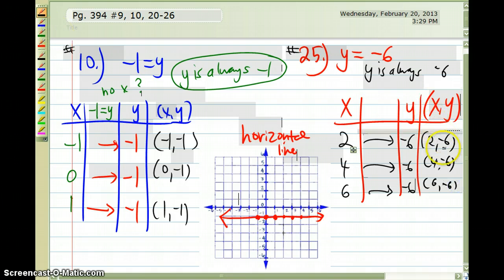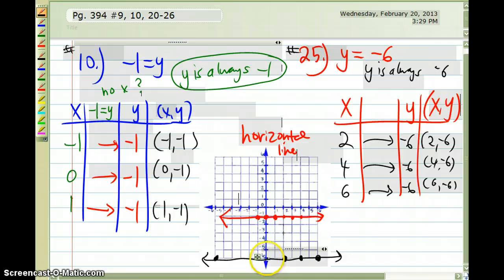So let me go ahead and graph that over here on the same graph. My -6 is down here. If x is 2, y is -6. If x is 4, then y is -6. If it's +6, it's still -6. If it's -6, it's still -6. So what you have here is another horizontal line, passing right through the y-axis at -6.